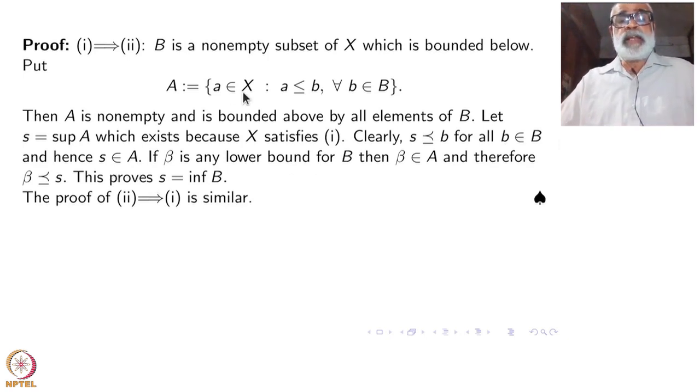Hence, this S itself is an element here, because S is less than or equal to B. If beta is any lower bound for B, then by definition, beta is inside A. Therefore, beta is less than or equal to S. Therefore, S is the greatest lower bound, the infimum. So the upper bound exists and then the supremum exists; if the set is bounded below, the lower bound exists, and the infimum exists. Two implies one, as I have told you, is similar.